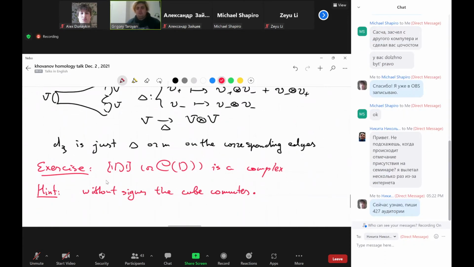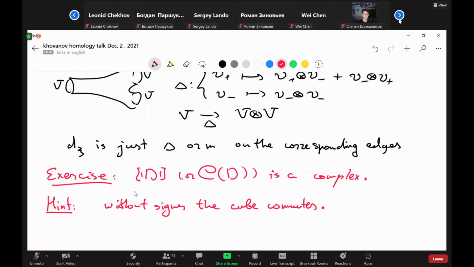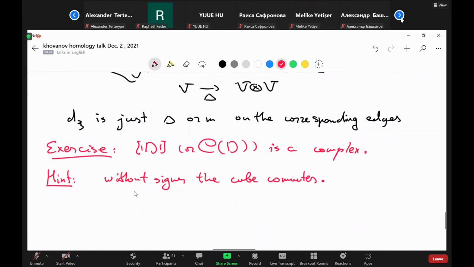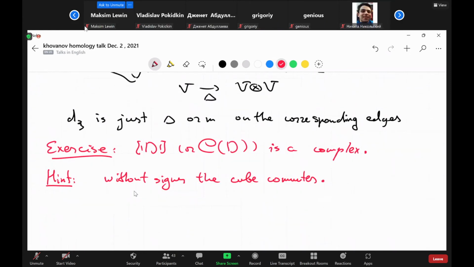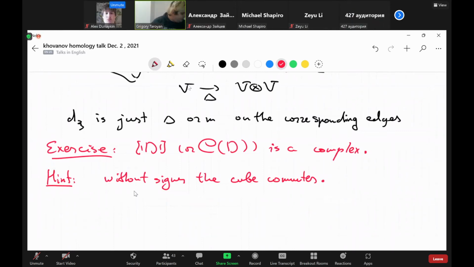Okay, so yeah, we stated this exercise, and so without the signs, the cube is commutative. It is not very hard to prove. It follows from functoriality of this assignment. And then it is straightforward to prove that it is indeed a quantity. Okay.